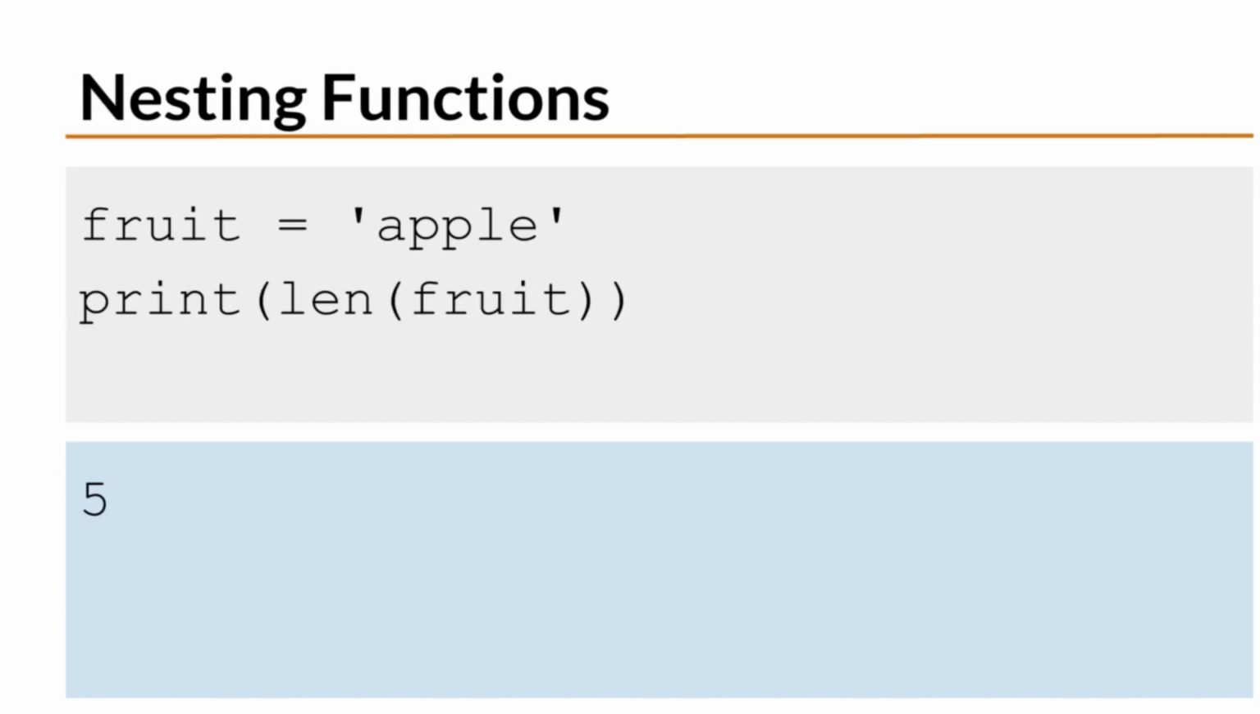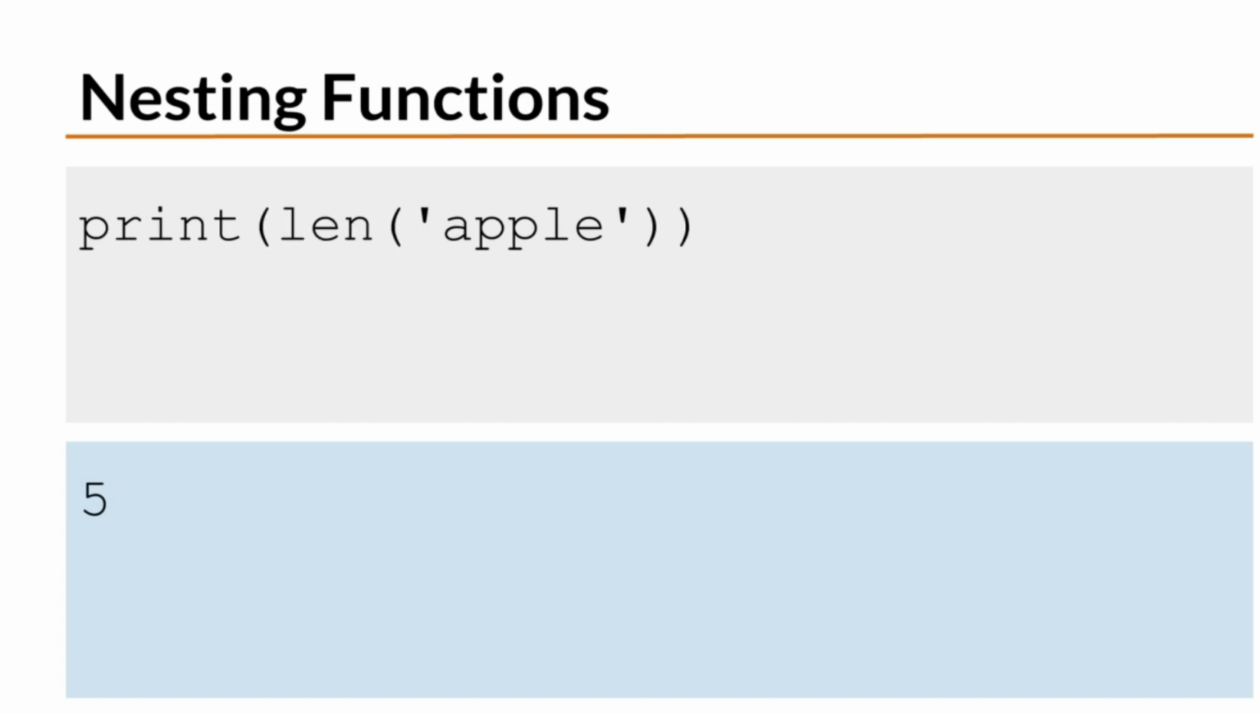You can also pass the len function directly to the print function and skip the intermediary step of assigning it to a variable. This works because len(fruit) is evaluated first, and its value is used by the print function. You can even skip using variables altogether. In this case, we just call len directly on the string apple. Then we print the value that is returned by len, which is 5.